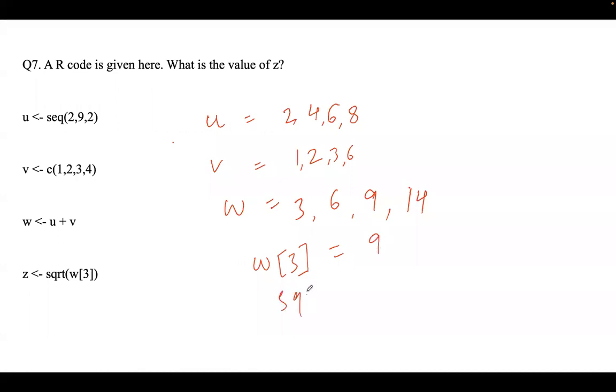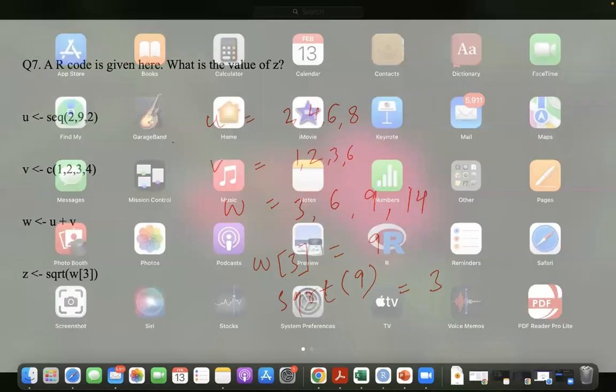And now we want to find out the square root of 9. Right? So that is equal to 3. So the output here is going to be 3. Okay. All right, great.